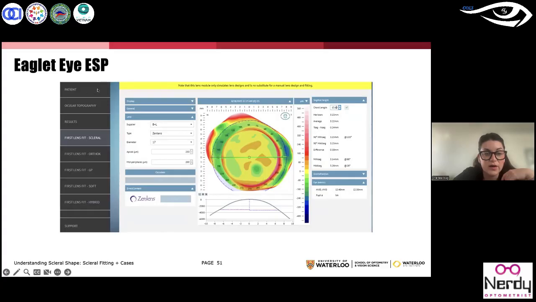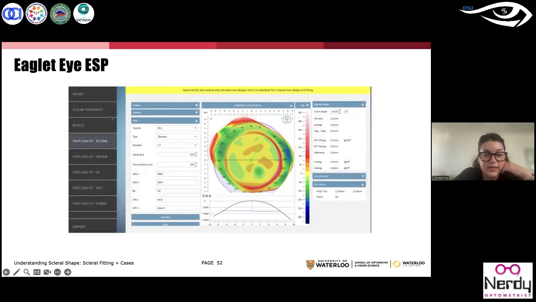So you can see there, just as an example, we've selected Zen lens with a diameter and put in the apical clearances that we'd be aiming for. And it does spit out the sagittal depth, the base curve, and the edges that we'd be looking at.